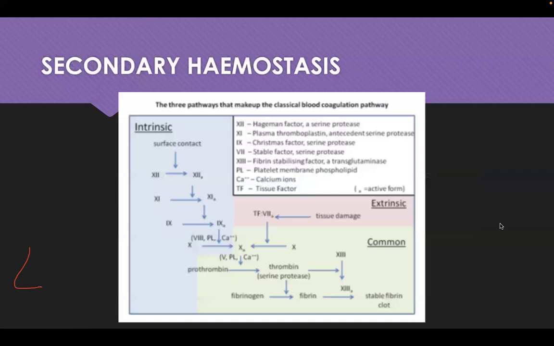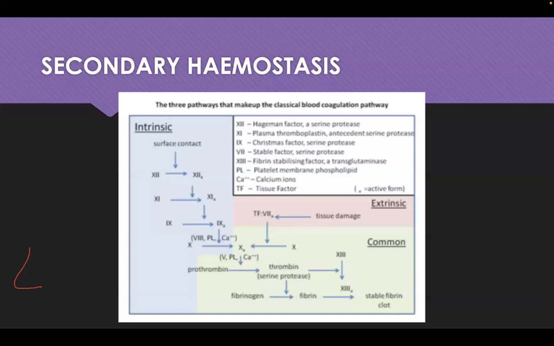Then we have secondary hemostasis, so I'm just going to talk about this in a little bit more detail. As I said before, secondary hemostasis is the stabilization of the platelet plug. This is enabled by polymerization of soluble fibrinogen into insoluble fibrin strands, which acts as a glue that holds the clot together. And this is all facilitated by an amplification cascade, which is controlled and is dependent on vitamin K.